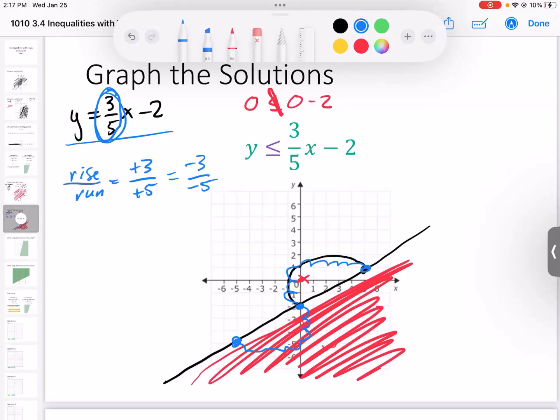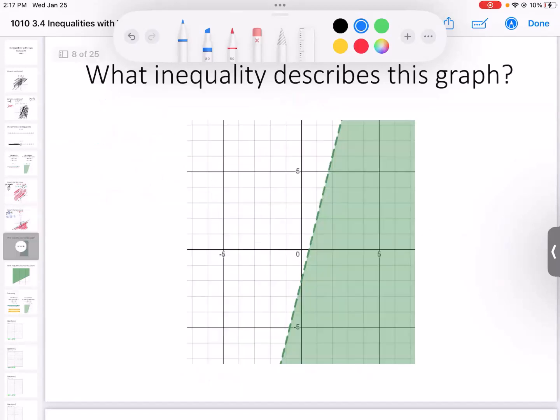All right, so a bunch of problems on your homework will look like that. And then some of them will also look like this, where they'll give you the solutions and you have to find the inequality that describes it. So the process is still the same. You're still going to focus on the boundary first and then decide which side of the line, or which side your inequality should be directed towards.